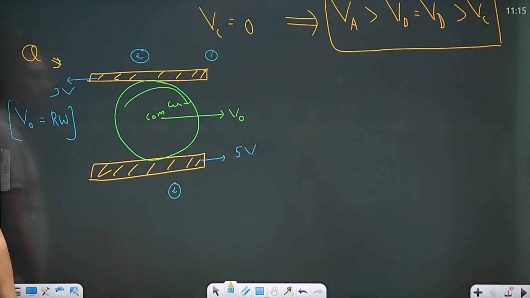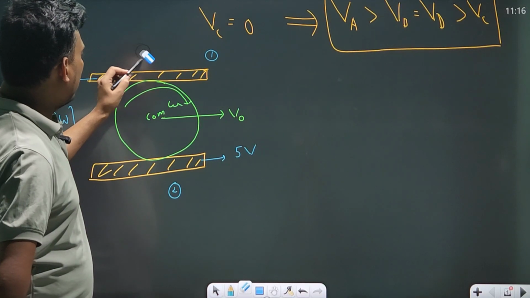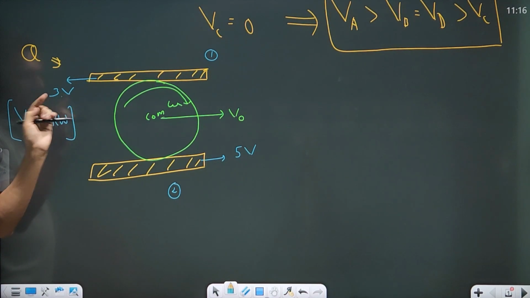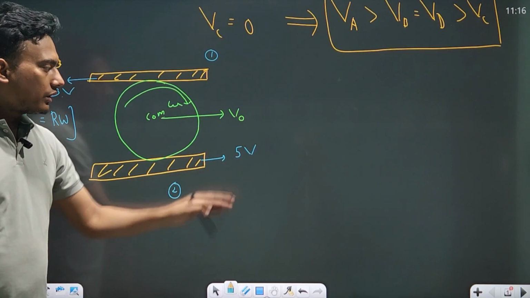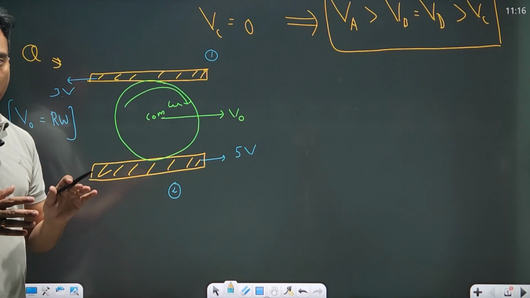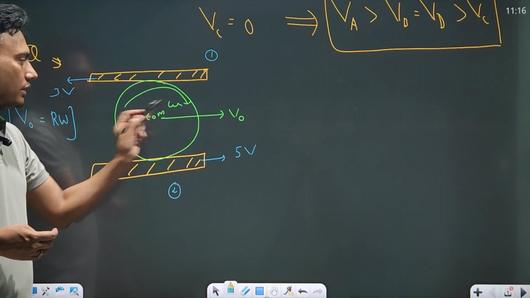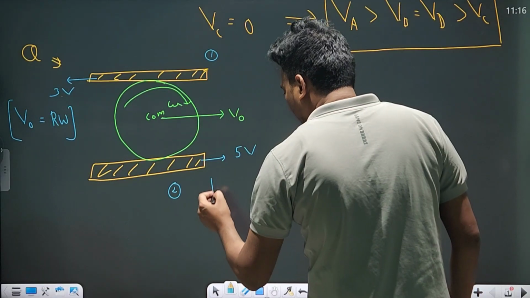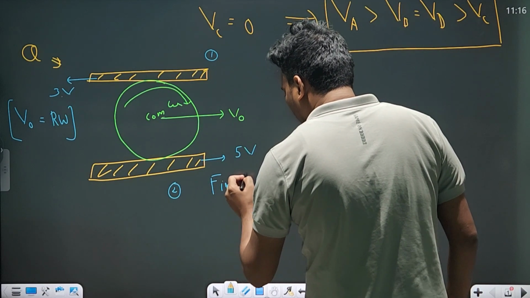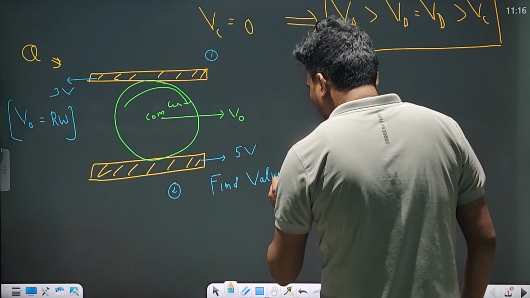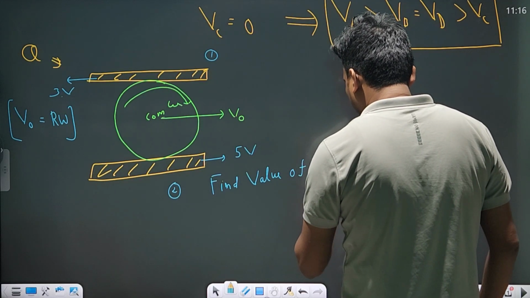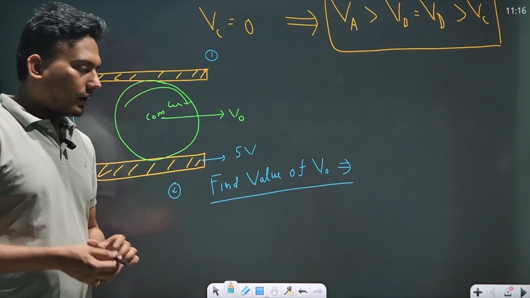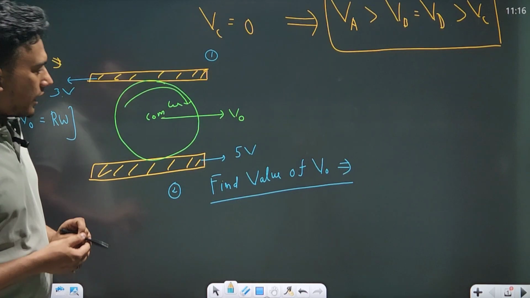Platform 1 is moving backward to the left with speed 3v, and platform 2 is moving forward with speed 5v, and the wheel is doing pure rolling motion. So the center of mass has speed v naught, and this is omega. The question is: find the value of v naught. Take some time and try the question, and after that we will discuss it. Okay, I hope you will be trying.